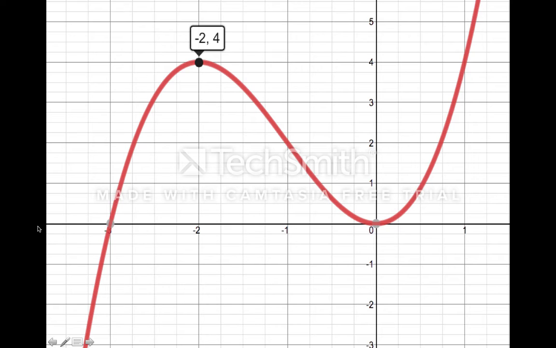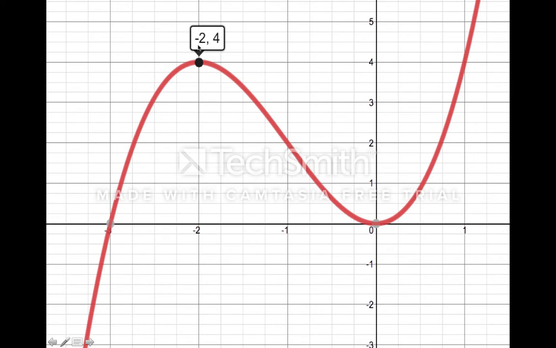This function is increasing. It's on its way up until we get to x equal to negative 2. So it's increasing from negative infinity to negative 2. From negative 2 to 0, in this region here, it is decreasing. And then when x is 0 to infinity, the last portion of the graph, it is increasing.